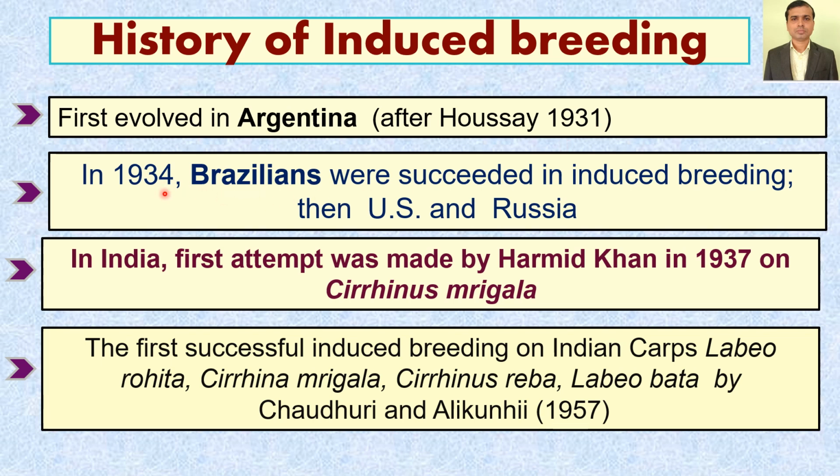In 1934, Brazilians were the first to successfully breed their indigenous carp fish by the hypophysation technique. The same technique was followed by the United States and Russia. In India, the first attempt of induced breeding was made by Hamid Khan in 1937 on the Indian major carp, Cirrhinus mrigala.